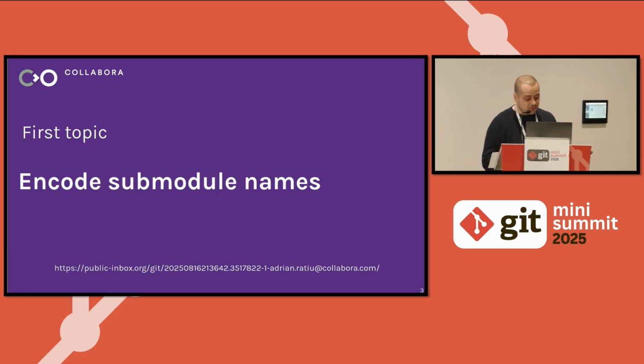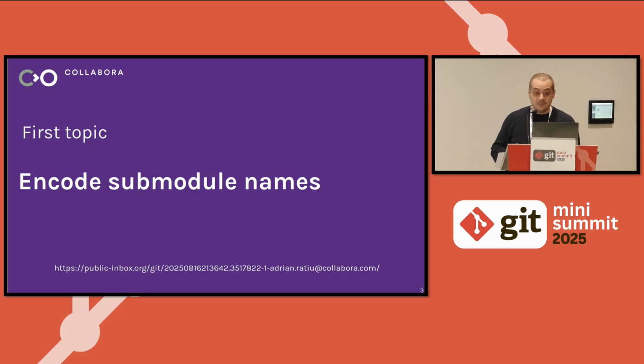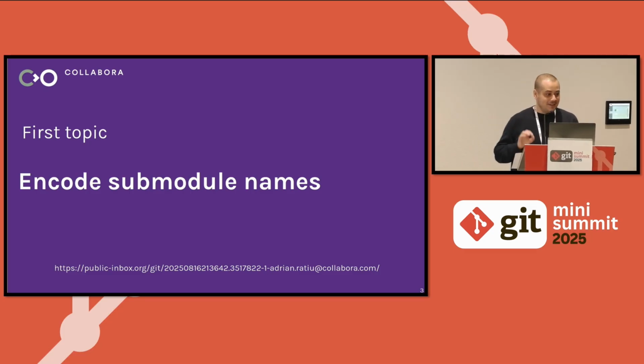Okay, the first topic, encoding Git submodule names. I actually posted version 1 of this series, so you have a link there. You also have a link to the slides at the end. And I did manage to break Windows and Mac builds with that patch series, so sorry about that. I'll fix that in version 2.